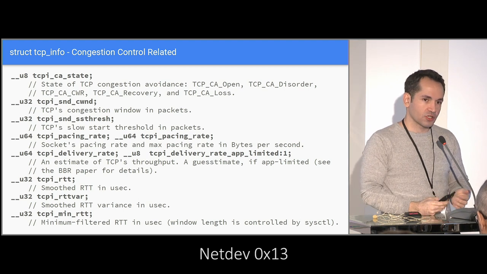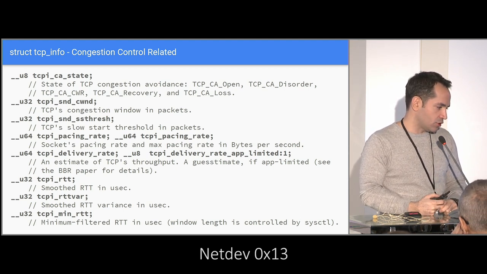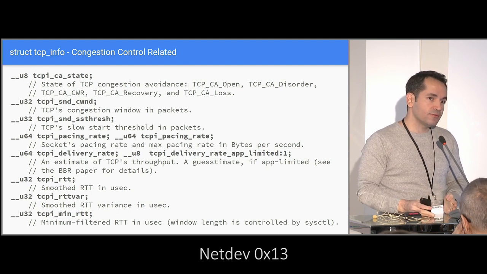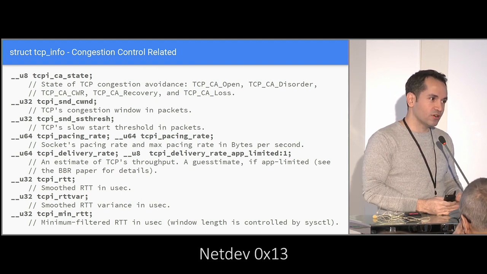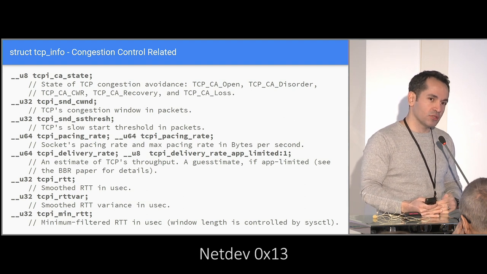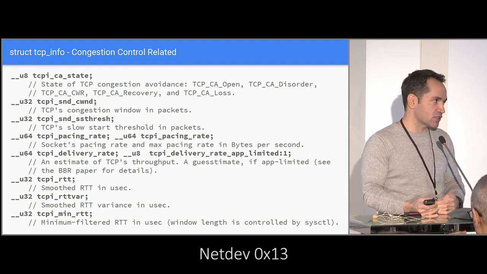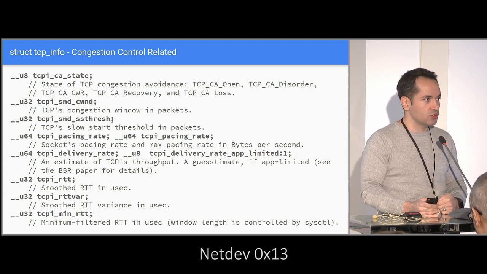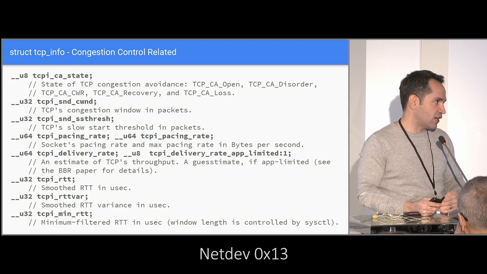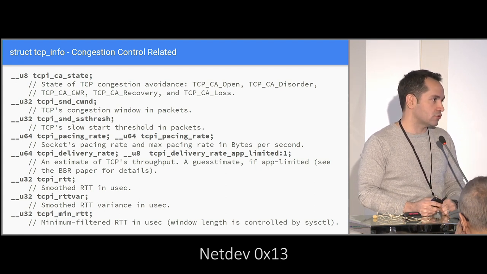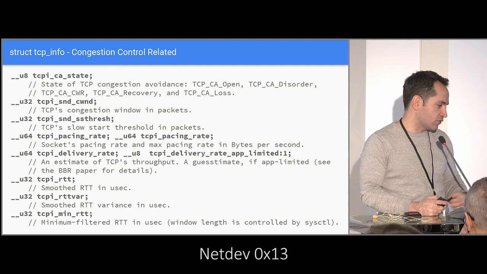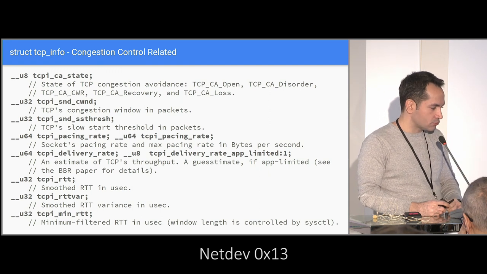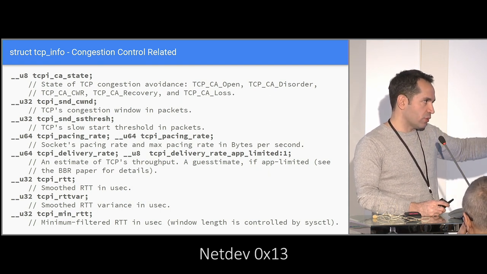There is another field in the structure that was added after BBR, which is min RTT. This is the min filtered RTT sample. It is not the minimum RTT used by BBR. It is RTT samples using another min filter. The length of that min filter is controlled by a sysctl. By default, it's set to 5 minutes. So if you want a more recent RTT value in your TCP info, you have to change that sysctl to use a shorter window. BBR has its own min filter length. It's very different than what we provide in TCP info. But overall, this is a very useful field to have a lower bound of your RTT.